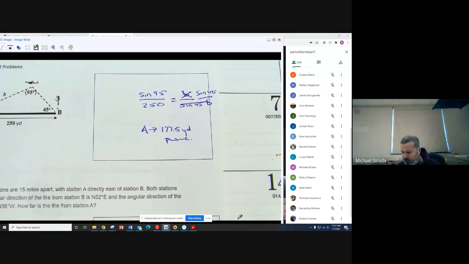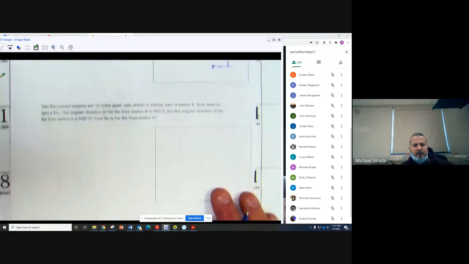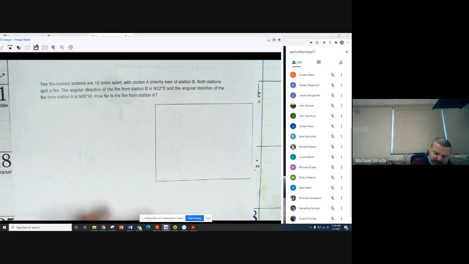So that's what we're trying to do. Now the key is, how do we get there? To start with that, we start with a fire lookout station problem. It says two fire lookout stations are 15 miles apart, with station A directly east of station B. Both stations spot a fire. The angular direction of the fire from station B is north 52 degrees east, and the angular direction of the fire from station A is north 36 degrees west. How far is the fire from station A?